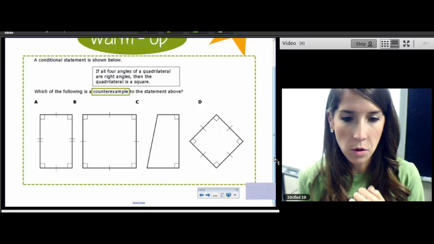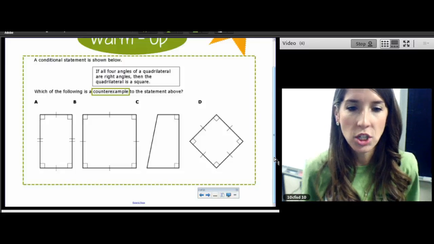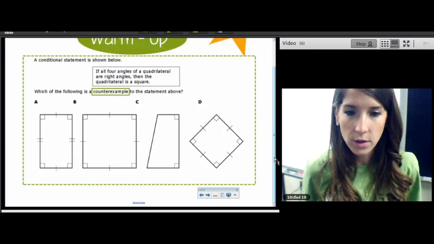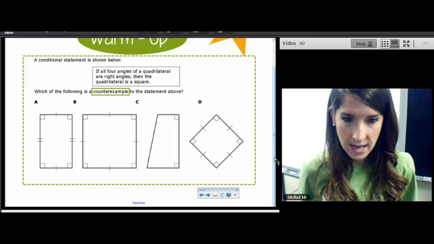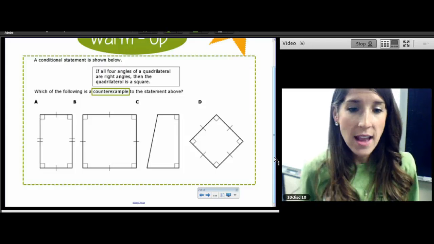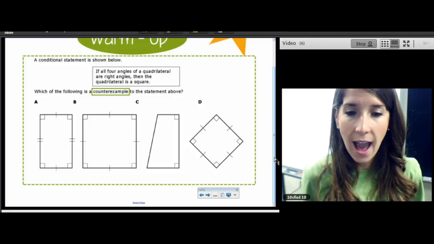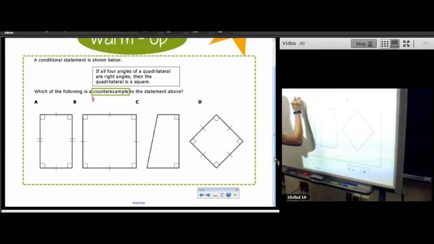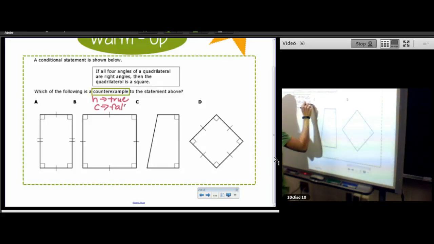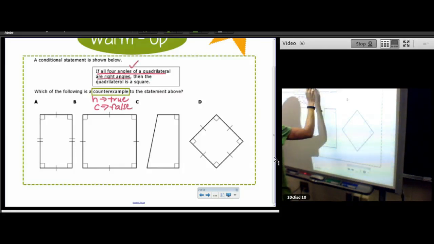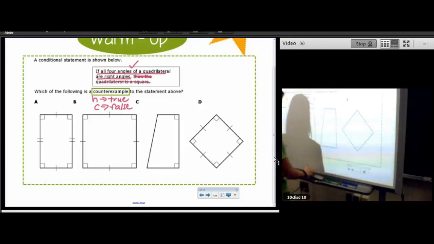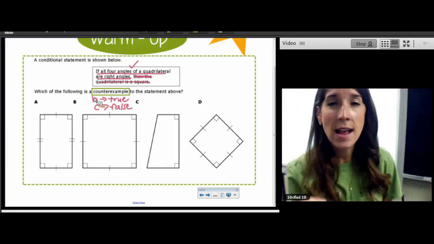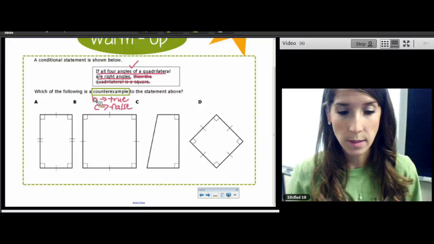But let's take a look at this warm-up. A conditional statement is shown below. If all four angles of a quadrilateral are right angles, then the quadrilateral is a square. And you're trying to find which one of those is the counterexample. So one thing I want you to remember, for the counterexample, it makes the hypothesis true and the conclusion false. So I want the hypothesis to be true, and then I want this last part to be false. I want the angles to be right angles, but I don't want it to be a square.